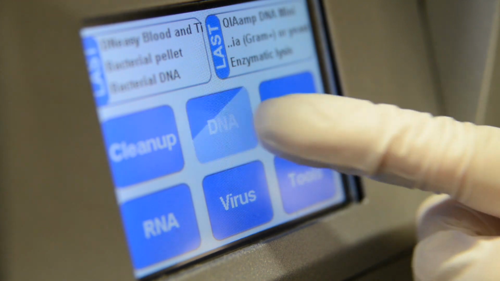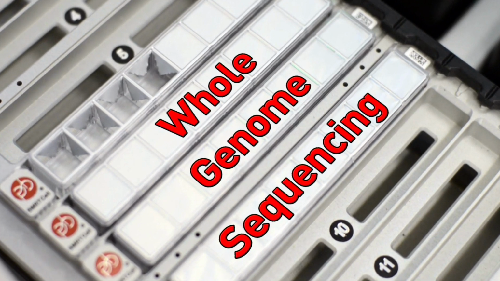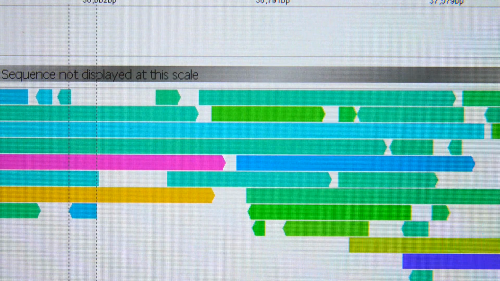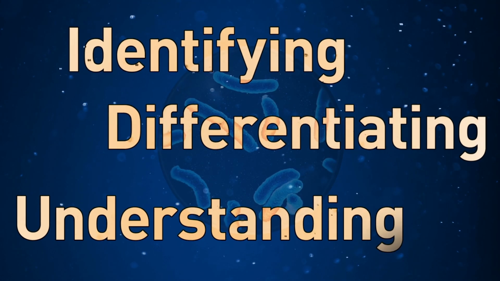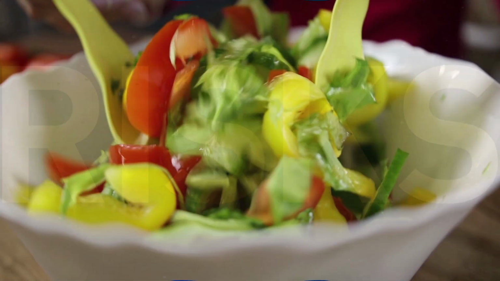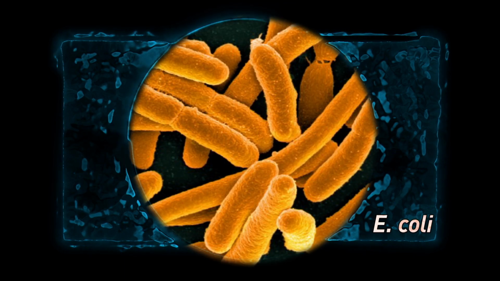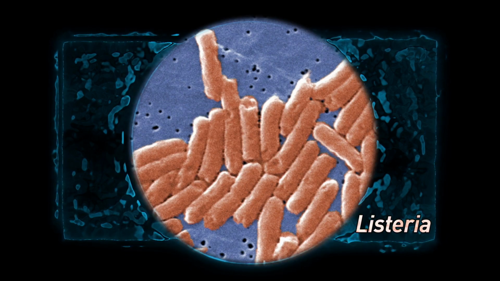Using a technology called whole genome sequencing, we can determine the DNA sequences of bacteria and other pathogens and identify the genes they have. This information is invaluable for identifying, differentiating, and understanding the risks associated with foodborne bacteria like Salmonella, E. coli, and Listeria. In fact, there is much we can learn from knowing the whole genome sequences of these bacteria.